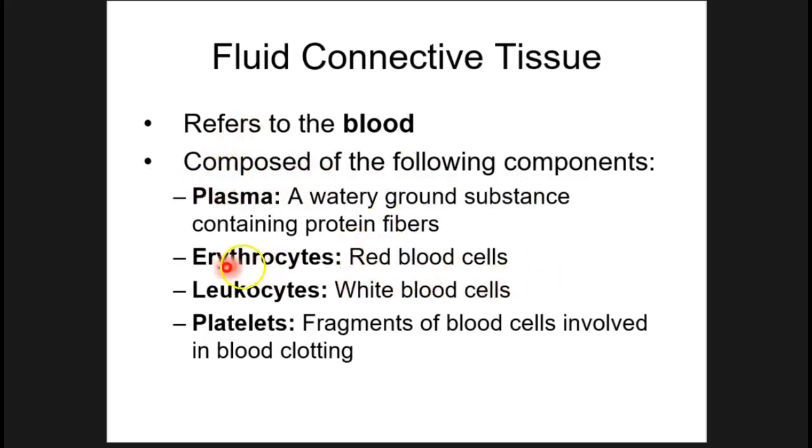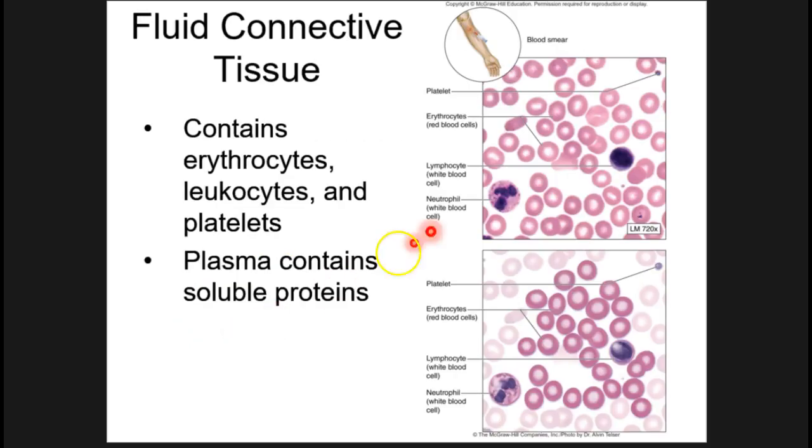Red blood cells you can also call erythrocytes. The prefix erythro means red. White blood cells you can also call leukocytes. And cell fragments known as platelets also circulate around. They participate in clotting. Okay, what's this type of cell? Red blood cell. What's this type of cell? White blood cell. What's this thing up here? Platelet.